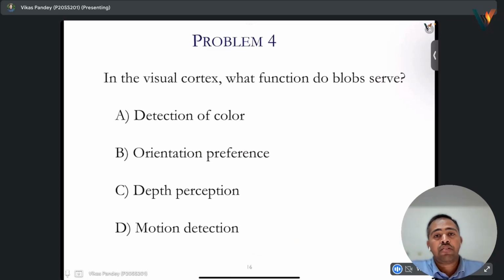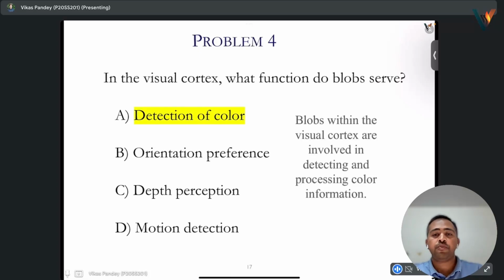In the visual cortex, what function do blobs serve? Detection of color, orientation preference, depth perception, or motion detection? Blobs within the visual cortex are involved in detecting and processing color information. So the correct answer is A, that is detection of color.